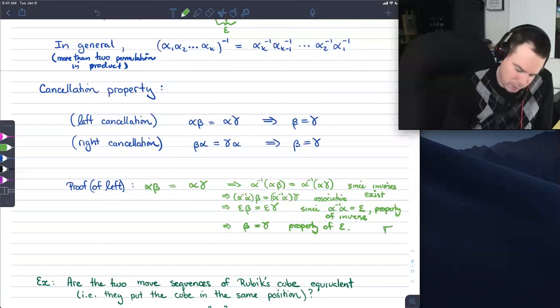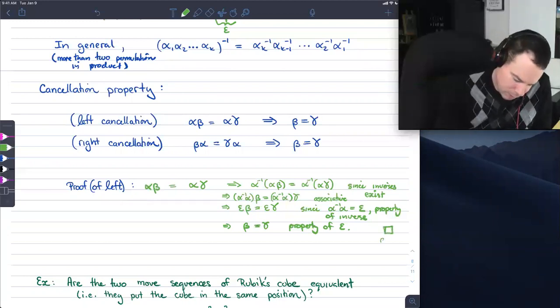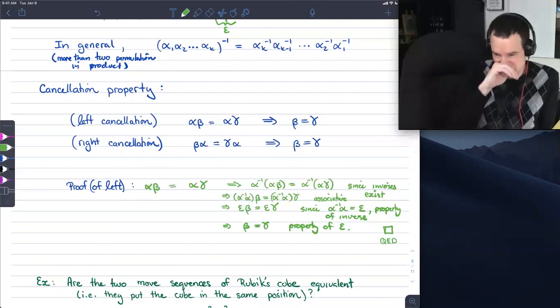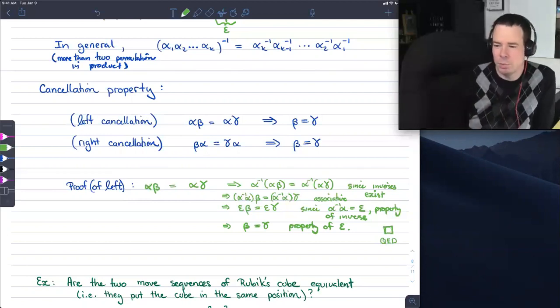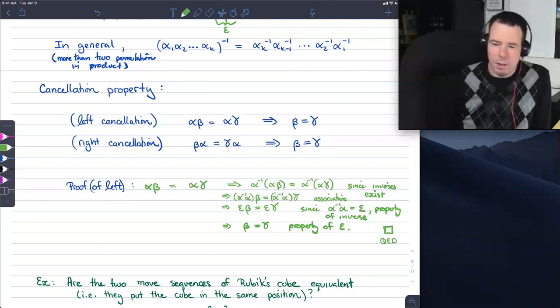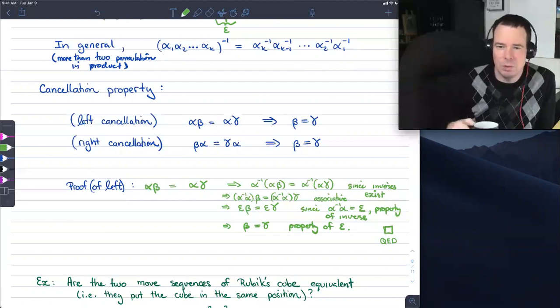Put a little empty box down there indicating that's the end of the proof, or if you so like, a little QED, any one of those to distinguish the fact that I have finished the proof of my left cancellation property. The right cancellation is the same thing. It's just you're going to multiply by the inverse on the right. So I've made a record of the properties of permutations that I've been using at each step.